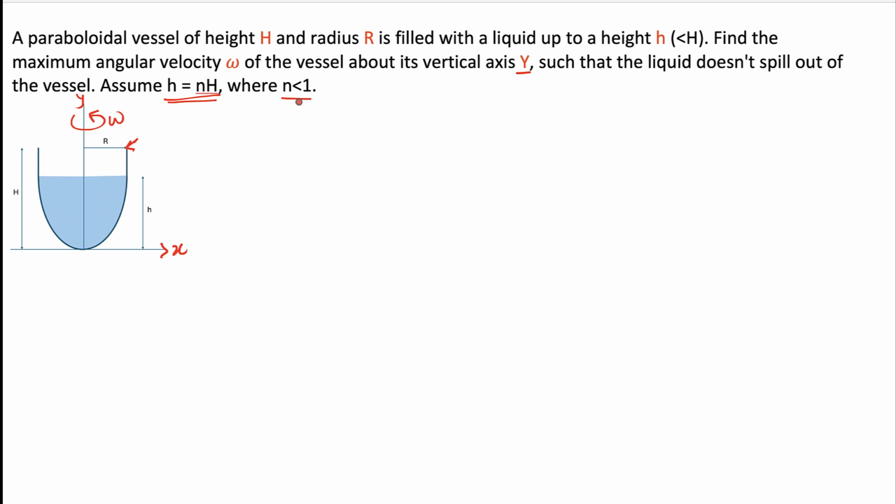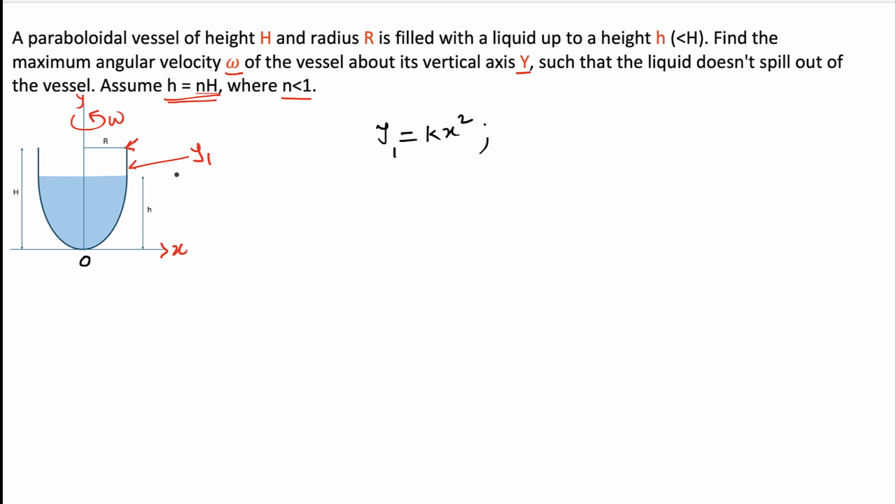So all these things are given and we need to figure out what should be the maximum angular velocity of the vessel. So let's first figure out the equation for this parabola. Let's call this y1, and we can write the parabola equation as y1 equal to kx square, and we can do that if we assume this is the origin. So we know that at x equal to 0, y is 0. So this is good enough.